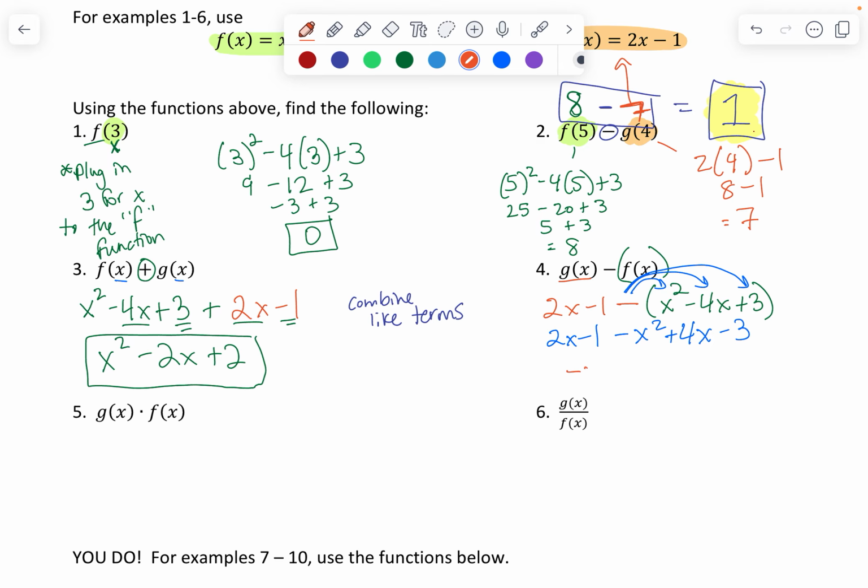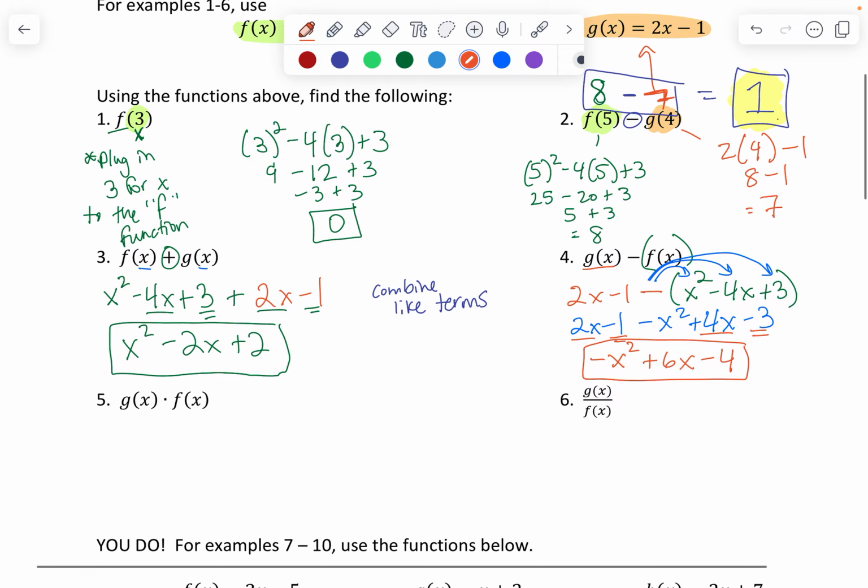So the negative x squared would go first. There's a 2x and a 4x, that's 6x. And then negative 1 plus negative 3, that's negative 4. And that's your answer.